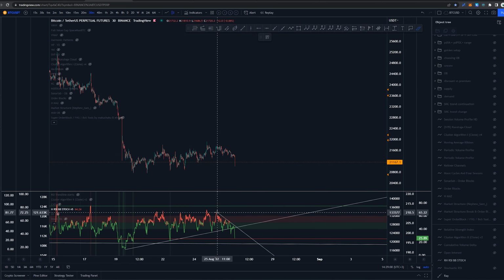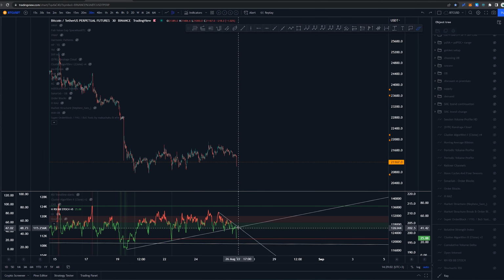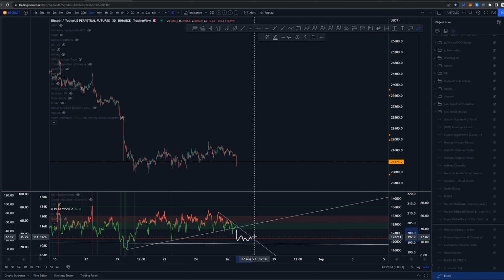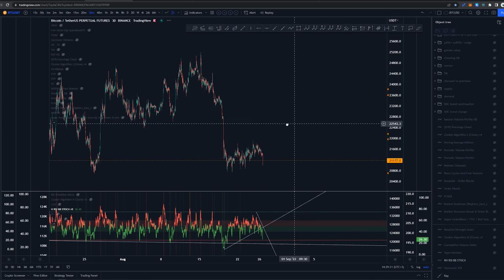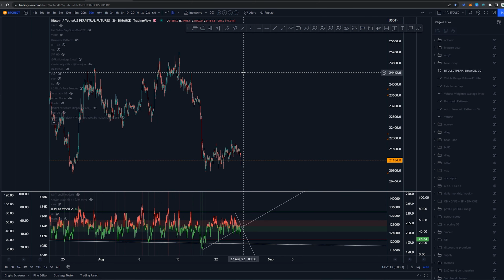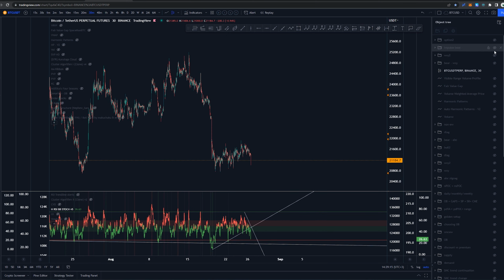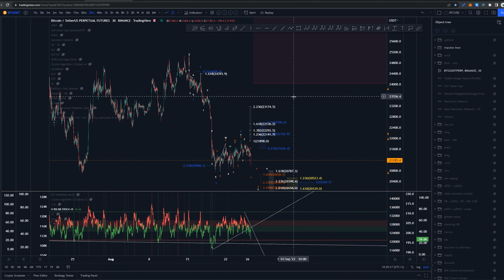Now, currently, we did create another trend line here. Before breaking this to the upside, I'm still expecting us to go down a bit more. Of course, there's a couple of different counts here on Elliott waves, so we are going to be tracking those as well. So what I have here is two different ideas.